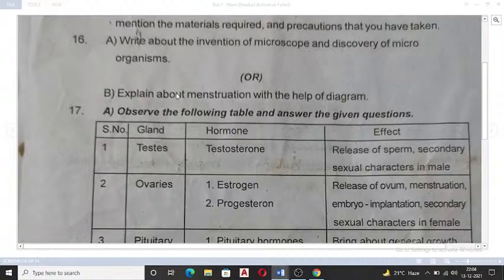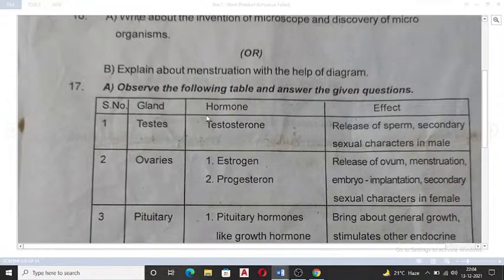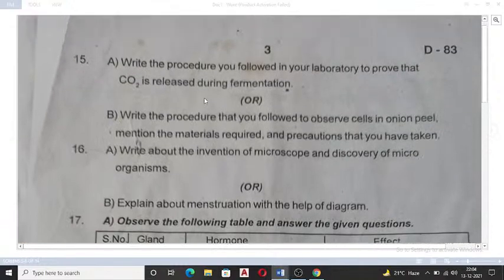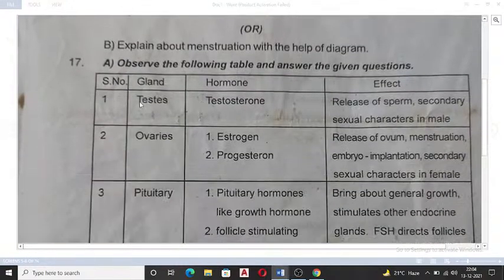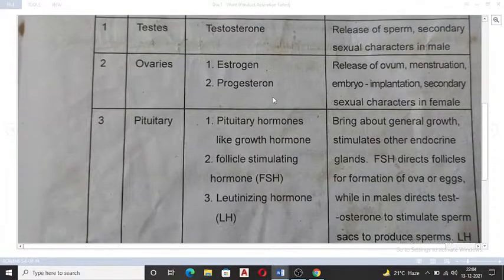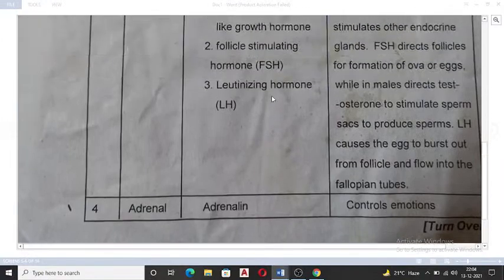Or you can go with explaining menstruation with the help of a diagram. What is the menstrual cycle? How does it occur? And out of these 14, 15, 16, 17, you can go for any two. Then you can see here, observe the following table and answer the given questions. So a table is given and you have to answer the questions.